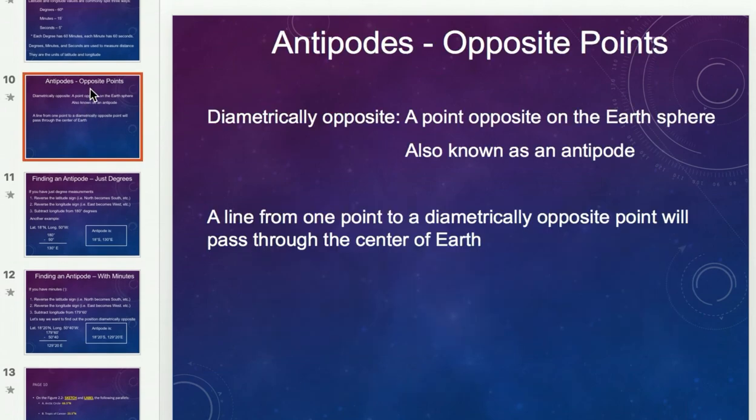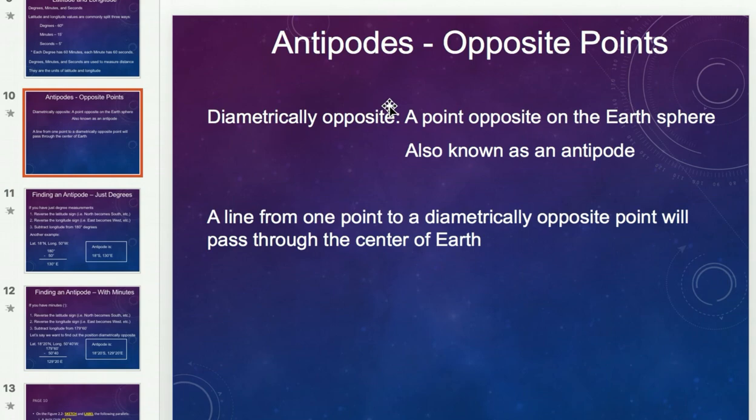And we're going to talk about antipodes. So antipodes are opposite points on a globe. They're diametrically opposite, a point opposite on the Earth's sphere, also known as an antipode. It's a line from one point to a diametrically opposite point that will pass through the center of the Earth.